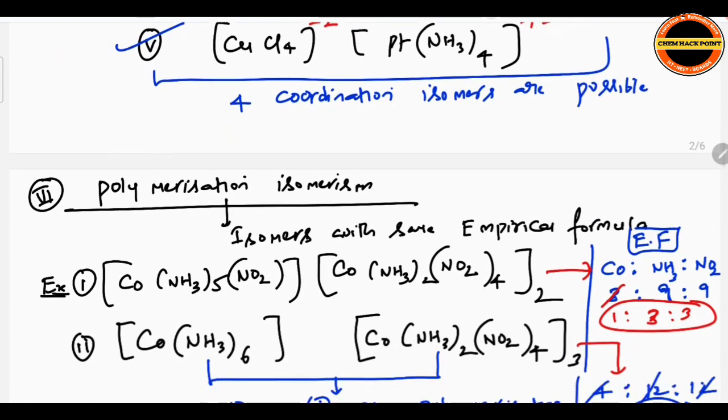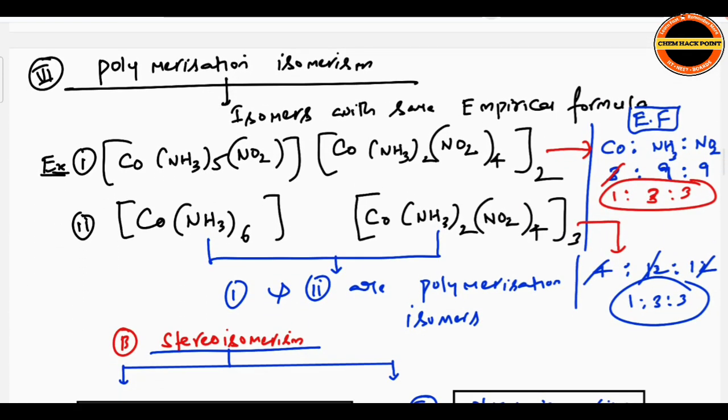Next, polymerization isomerism. Isomers with the same empirical formula are referred to as polymerization isomers. However, it is not true isomerism. Remember, it is not true isomerism because their molecular formulas are different. It is just written here for reference purposes. So if they show the same empirical formula, those two are referred to as polymerization isomers.